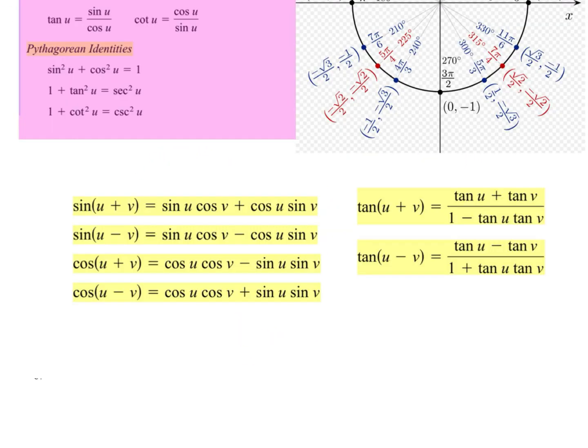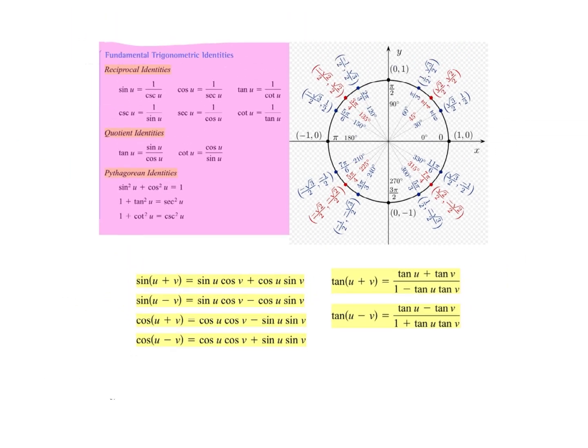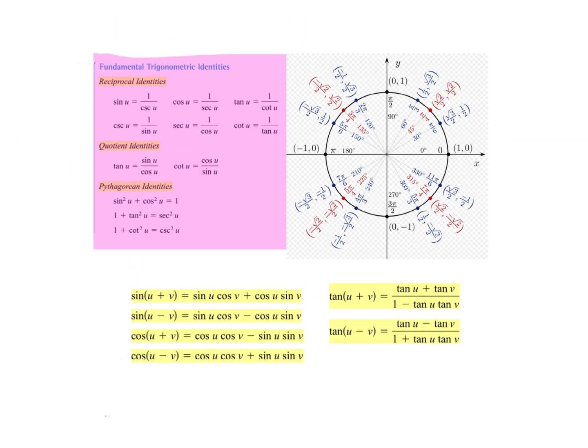So on your test, you're going to get everything from this page. So you'll get your identities, your unit circle, and your sum and difference formulas. So you will get this page.